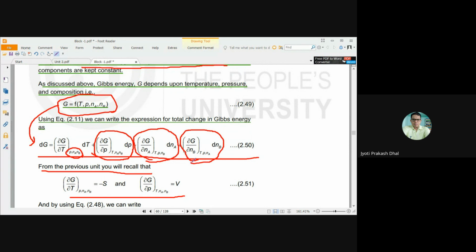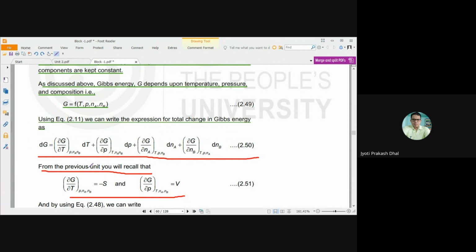That means in the first term, only the temperature changes, the number of moles of A, number of moles of B, and pressure remain constant. In the second term, only the pressure changes, the temperature, number of moles of A, number of moles of B remain constant. In the third term, only the number of moles of A changes, but the temperature, pressure, and number of moles of B remain constant. In the fourth term, the number of moles of B changes, and the temperature, pressure, number of moles of A remain constant.